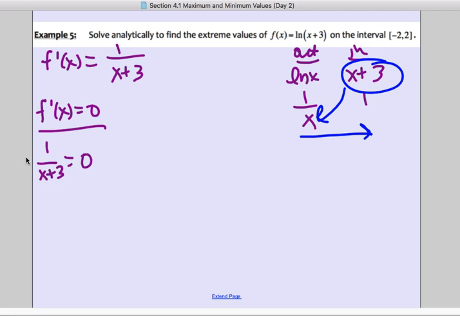If I times both sides by x plus 3, they'll cancel here, so I'll have 1 equals 0 times x plus 3, which is 0. 1 does not equal 0, so in this case, once again, this gives us no values or no info.